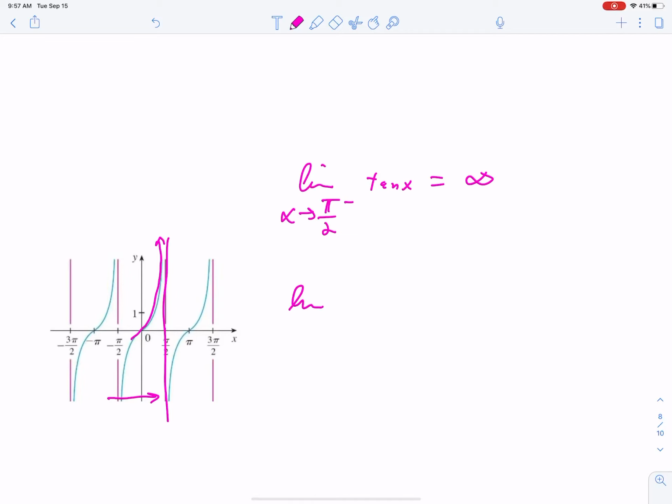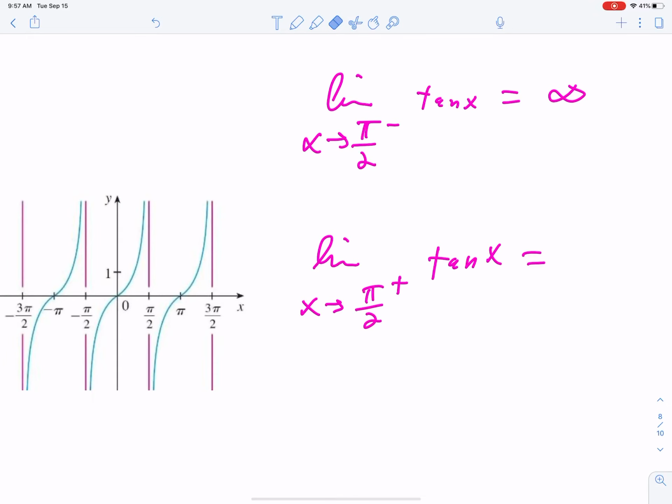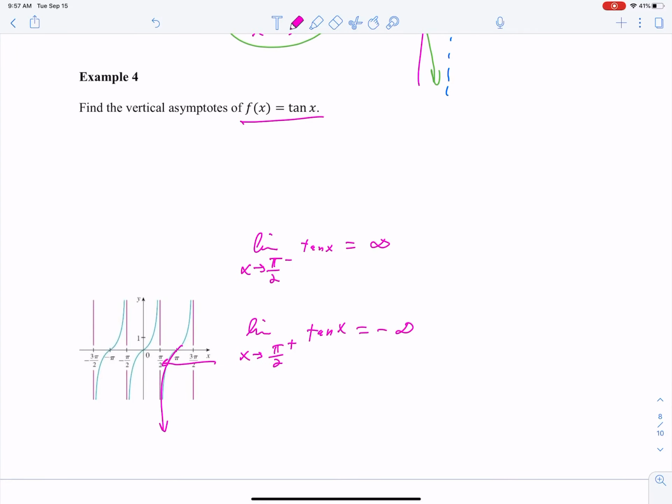Let's look at it from the other side. The limit as x approaches pi over 2 from the right of tangent of x. Okay, as we approach pi over 2 from the right, follow the curve. Definitely going to negative infinity. Okay, so either way, this shows us that the vertical, what happened? There we go. Vertical asymptote x equals pi over 2.